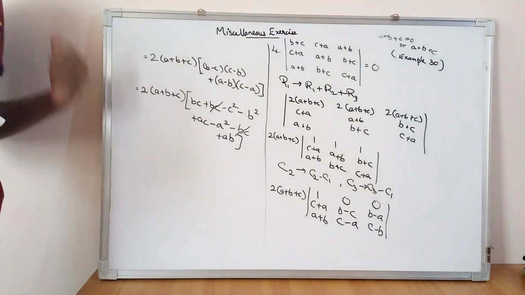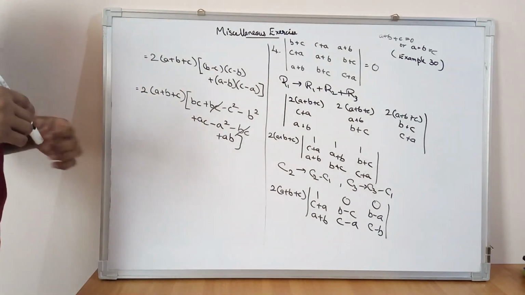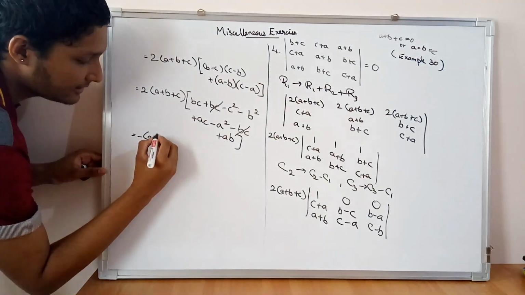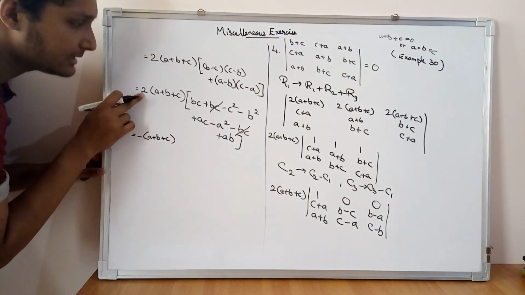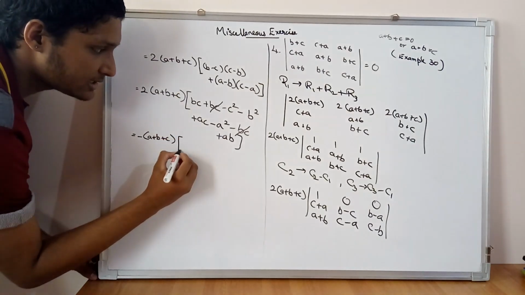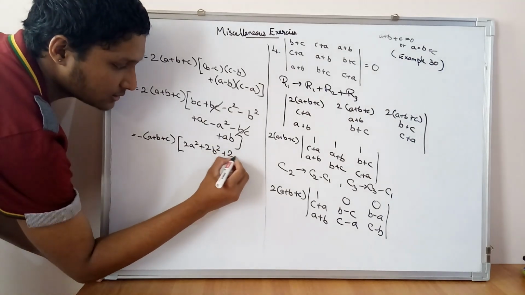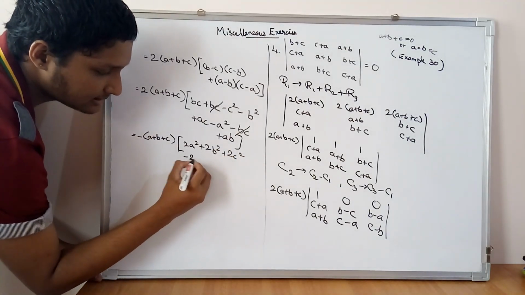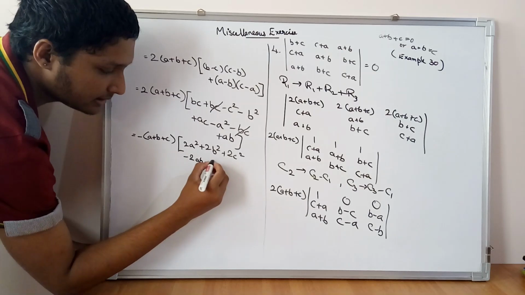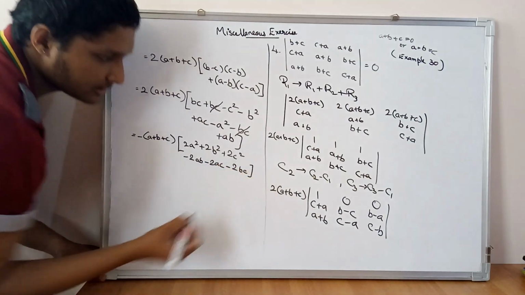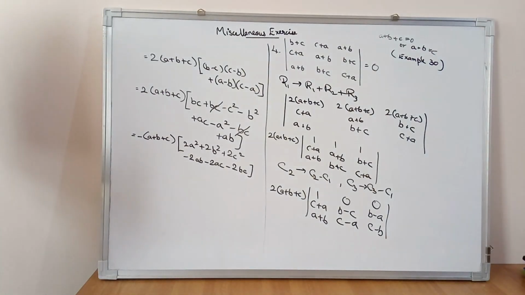So we are going to remove one minus sign from there and take this 2 inside. So it is going to be 2a square plus 2b square plus 2c square minus 2ab minus 2ac minus 2bc. Okay, this much we are going to get.